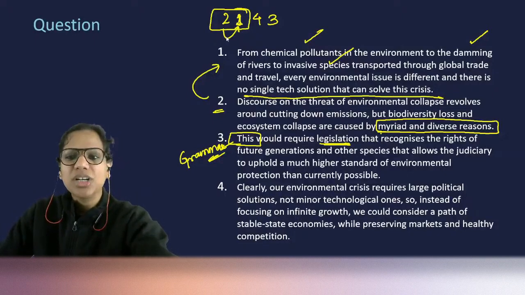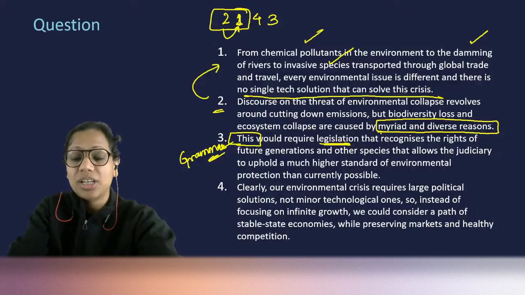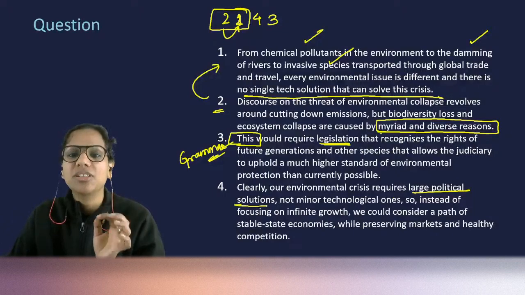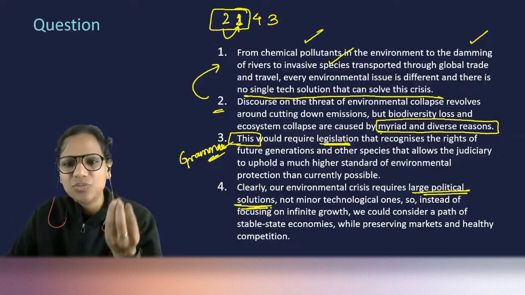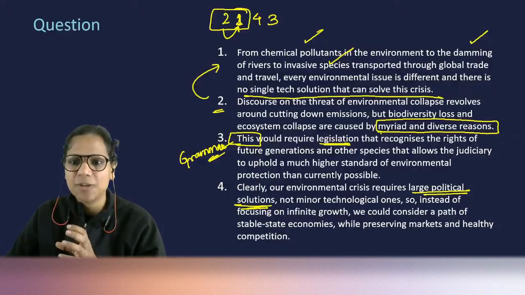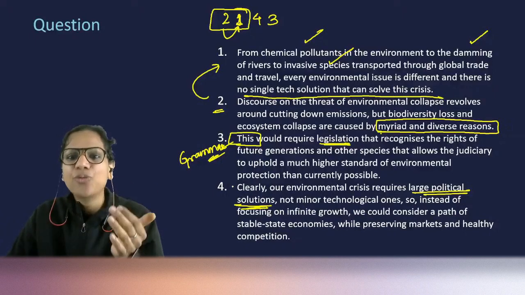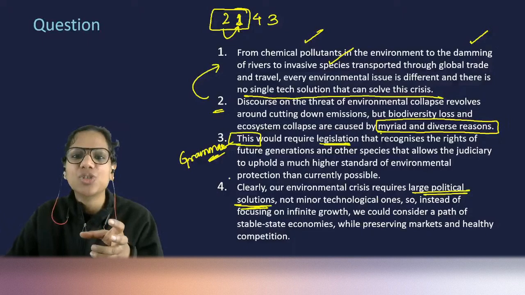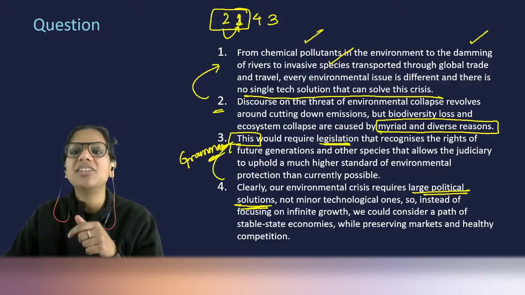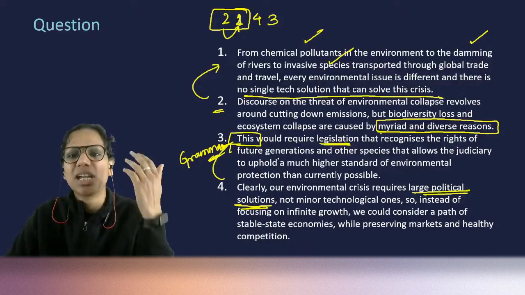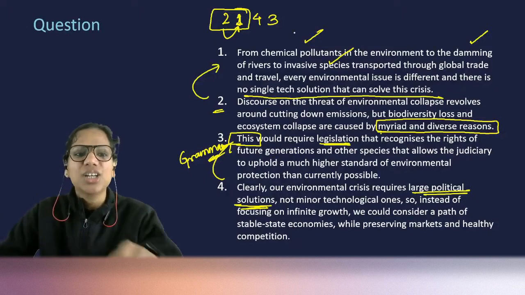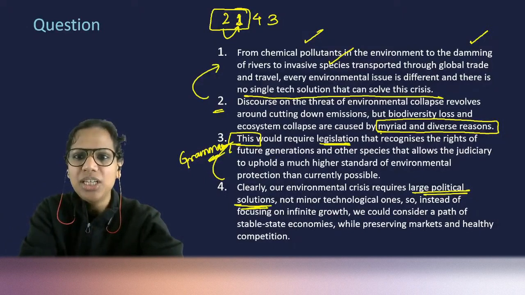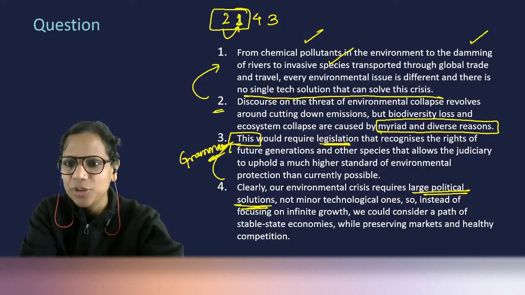Okay, so clearly our environmental crisis requires large political solutions. I first need to mention that, okay, we require large political solutions, right? And therefore, to implement these large political solutions, this would require legislation that recognizes the rights of future generations and other species. Get it? So that's why it is going to be 2143. Let me see how many of you said that. So Abhishek said that. Okay.